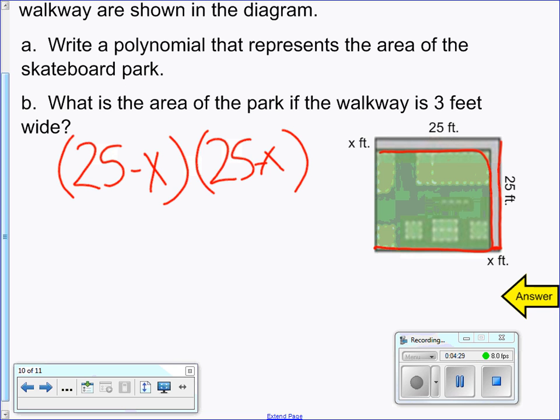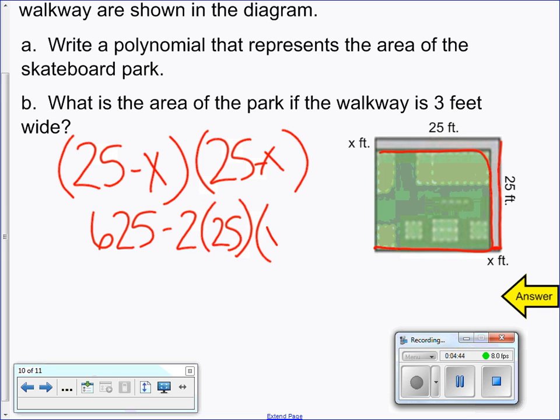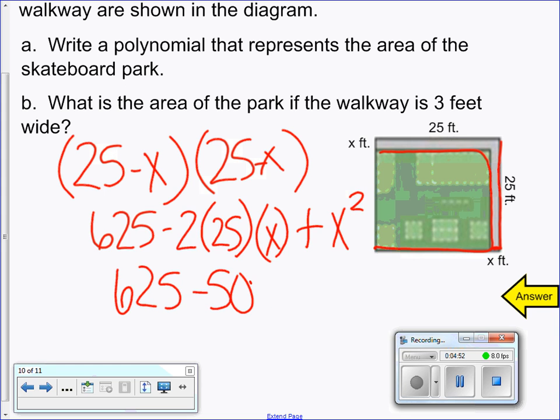So square the first term, 625. Minus 2 times the first term times the second term plus the second term squared. So that's 625 minus 50x plus x squared.